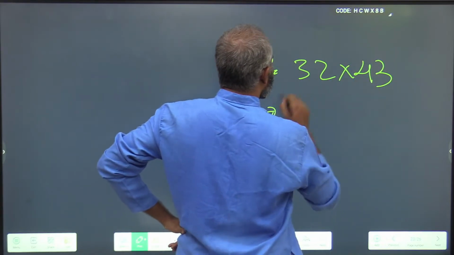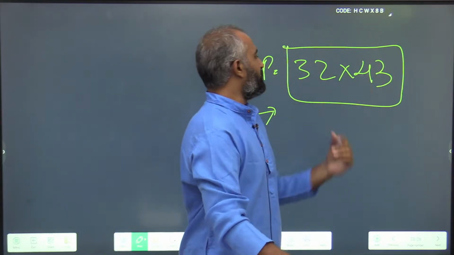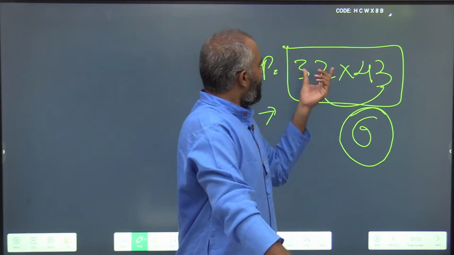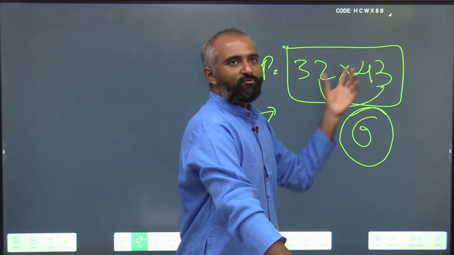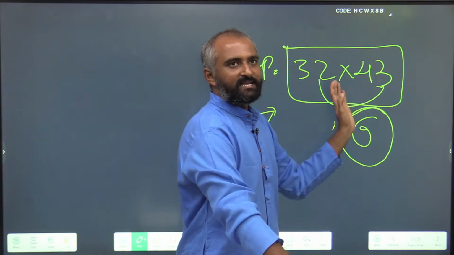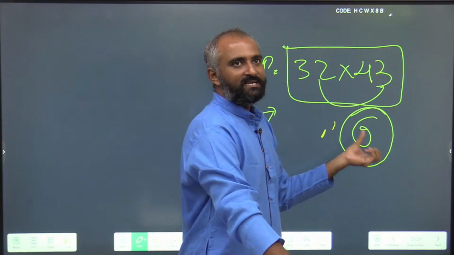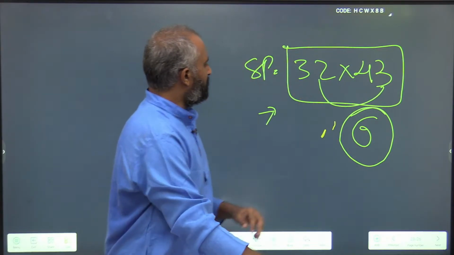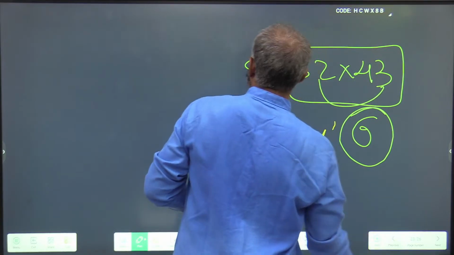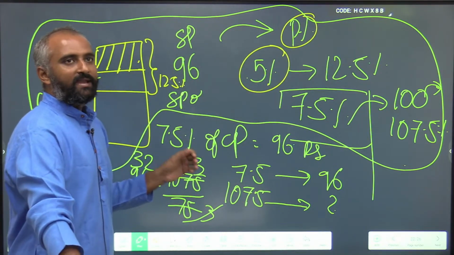In the examination, you need not even find out this calculation as a whole. Just focus on the unit digit. 3 into 2 is 6, and you are multiplying 30 into 40, which is 1200. So pick a value which is greater than 1200 and which ends with 6. This will be your SP. You see how easy the problem becomes once you are able to identify the logic.